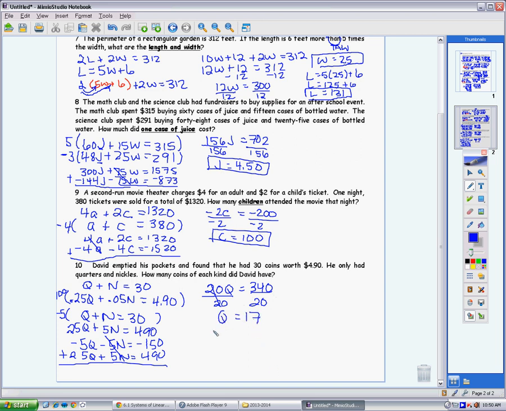Well, there's 17 quarters and there's 30 coins altogether. 17 plus nickels equals 30, and you can probably do this one in your head. I'm going to go ahead and work it out. Subtract 17 from both sides, and I have 13 nickels. So we did have to find both variables here. We had 17 quarters and 13 nickels in his pocket.